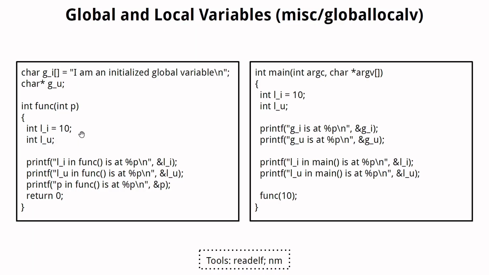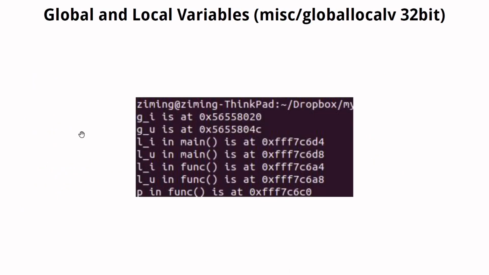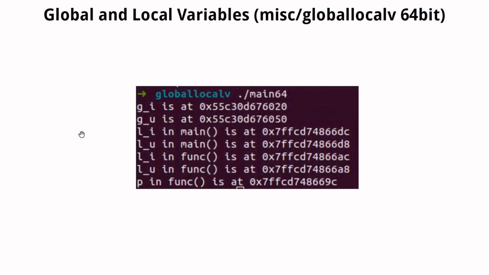So this is a program to show you where the global variables and local variables are. The 32-bit version will be very similar. The only difference is the address space is much bigger. We use probably 39 bits for a 64-bit machine. We're not using all 64 bits. As you can see, the address is basically longer.